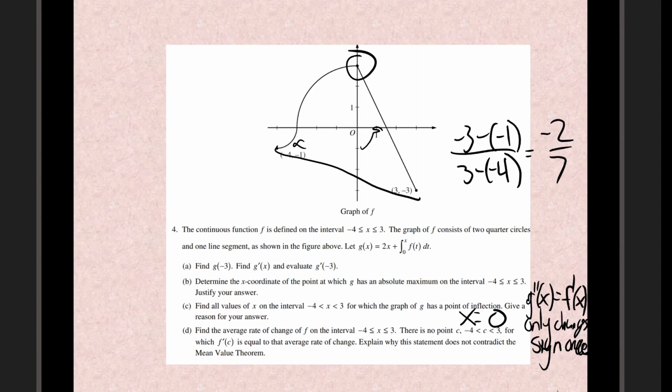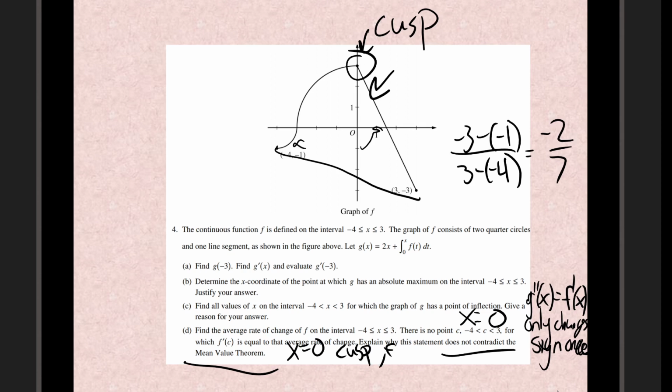And the reason why this doesn't contradict the mean value theorem is because this graph, and therefore f, is not differentiable, because f has a cusp. So x equals 0 is a cusp. So f is not differentiable. So no MVT. And that's all you had to say for that one. So I actually thought D was the easiest of these at bats.